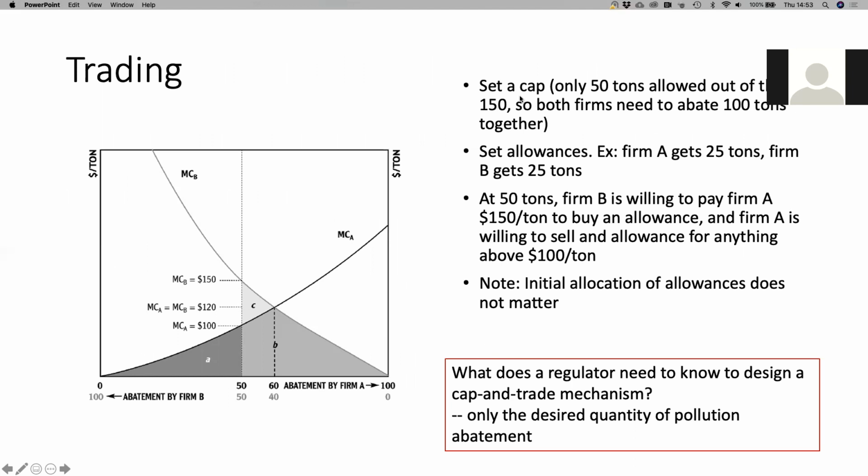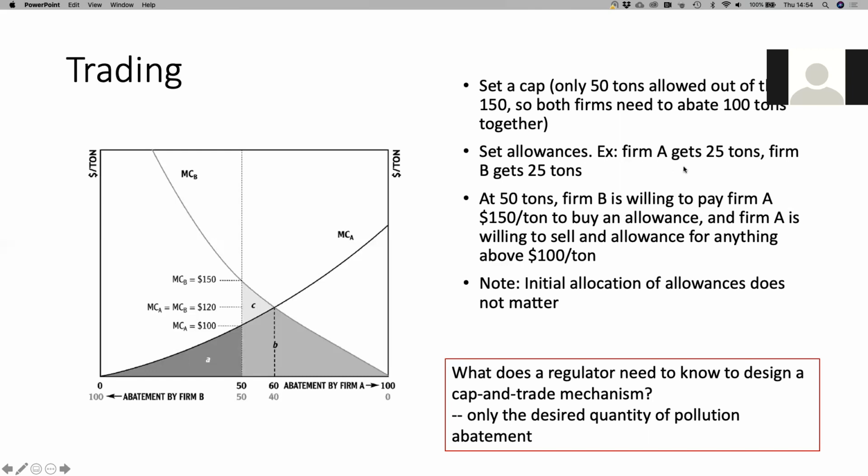If we set a cap that the firms together are allowed to emit only 50 tons of carbon out of the 150 tons that they both would have emitted in the absence of regulation. So they are required to abate only 100 tons, which means that they are allowed to emit 50 tons. So the 50 tons is what is being privatized, okay? And how we do that is by setting allowances.